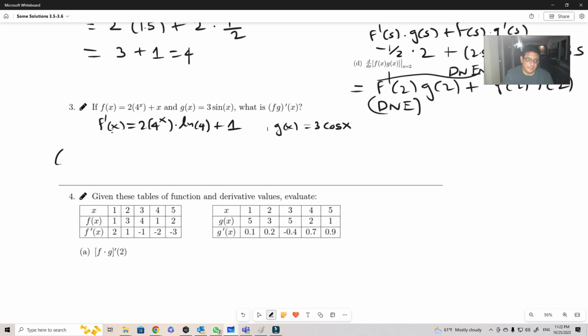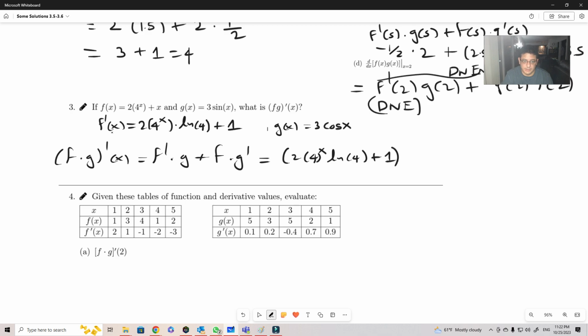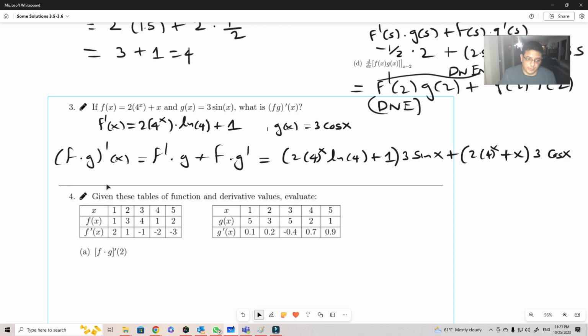And so now if I do f times g, the derivative is f prime times g plus f times g prime, and that'll be 2 times 4 to the x log of 4 plus 1, times 3 sine of x, and then plus 2 times 4 to the x plus x, times 3 cosine of x. That'll be the application of the product rule here.